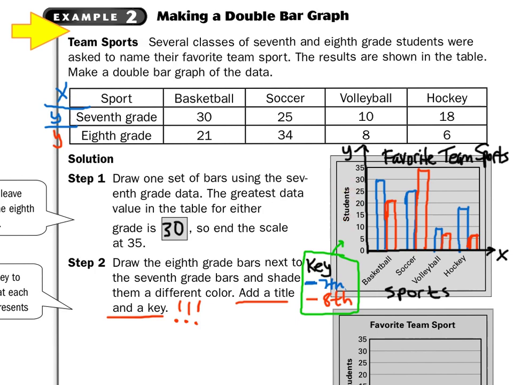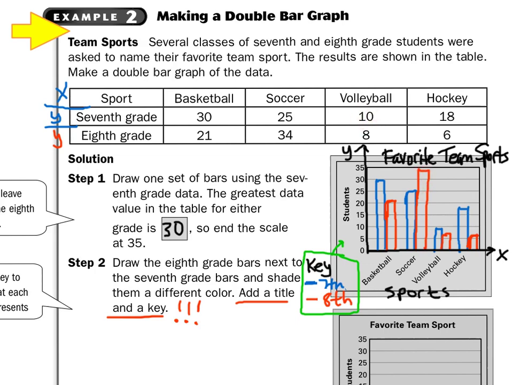And now with 7th grade, let's use blue since that was the first color I grabbed. So for basketball, I want you to make a blue bar up to 30 for the 7th graders, and then change over to red, and for the 8th graders, let's go up to 21, okay? And so let's do the same thing for soccer. With your blue, go up to 25, and with your red, go up to 34.